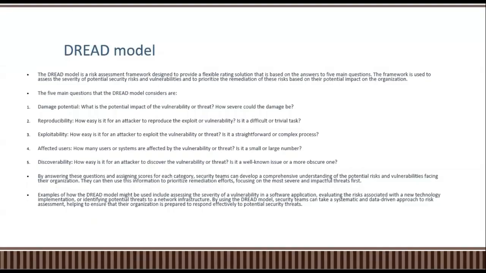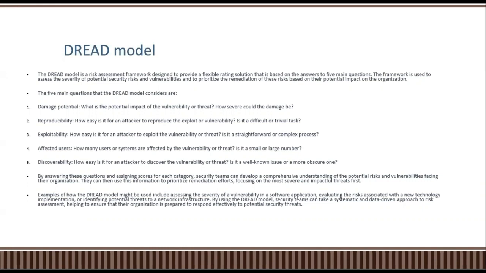DREAD model. The DREAD model is a risk assessment framework designed to provide a flexible rating solution that is based on the answers to five main questions. The framework is used to assess the potential security risk and vulnerabilities and to prioritize the remediation of these risks based on their potential impact on the organization.